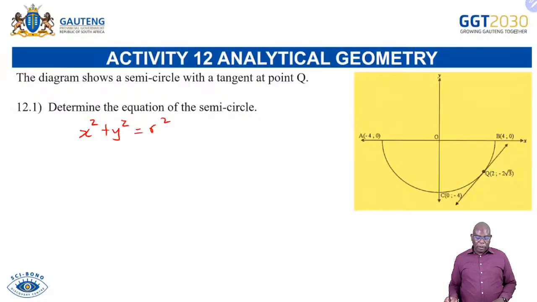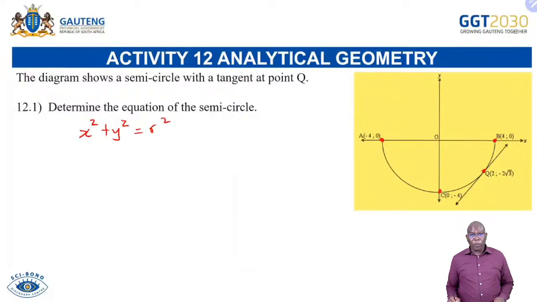Now, the value of x, I have 1, 2, 3, 4 coordinates, A, B, C, Q coordinates. I have 4 of them. In the 4 coordinates, I can use any of those. Why? Because they are all on the circle, on the semicircle.